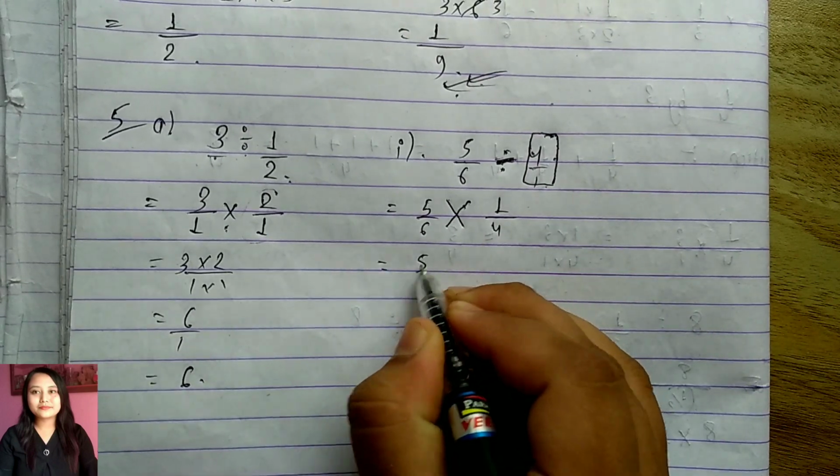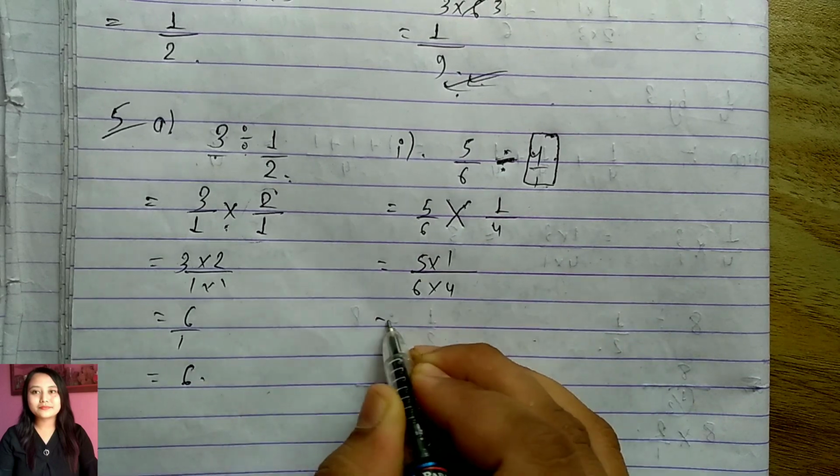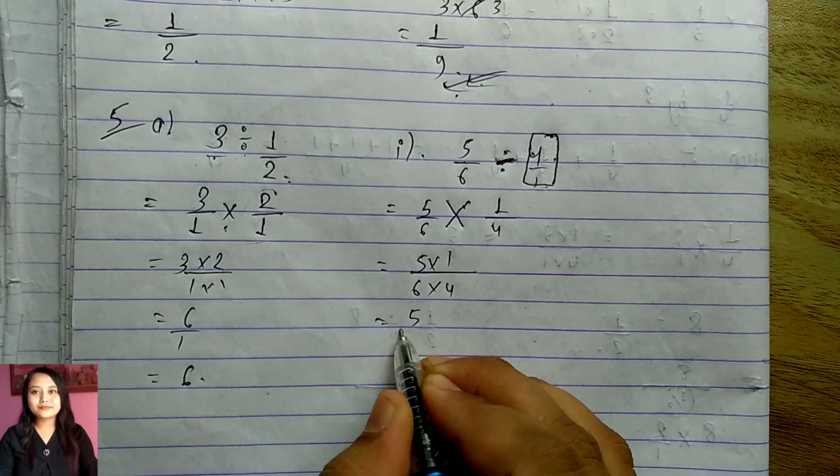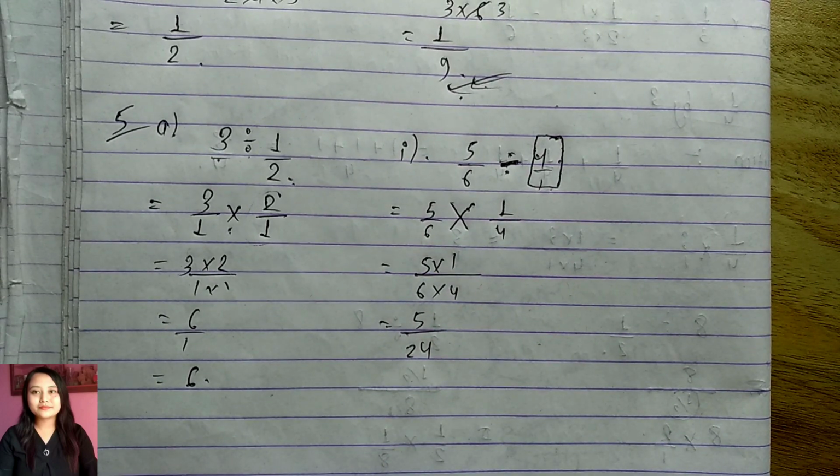Now you can simplify it by doing the multiplication. 5 into 1 is 5 and 6 into 4 is 24. Can we divide it more? No, we cannot. So this is the final answer.